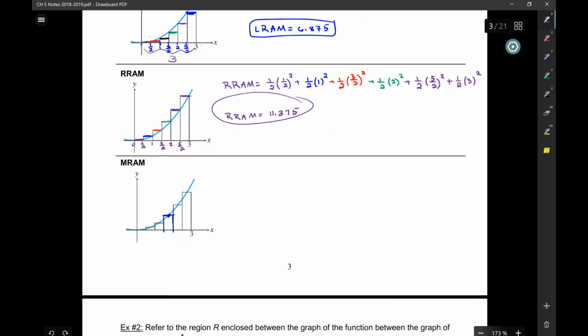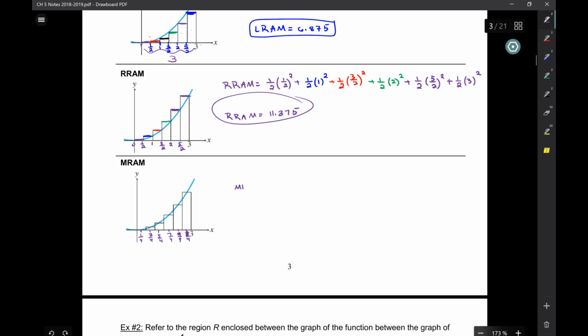So let's think about the midpoint for a minute. If this rectangle goes from 0 to 1/2, then what's the midpoint? A quarter. And then this is 3/4. This one here, the midpoint is 5/4. 7/4. 9/4. And then this one is 11/4. Whoops, I did pi over 4. It's 11/4. And then the next one would have been 12/4, which is 3, so we're good.